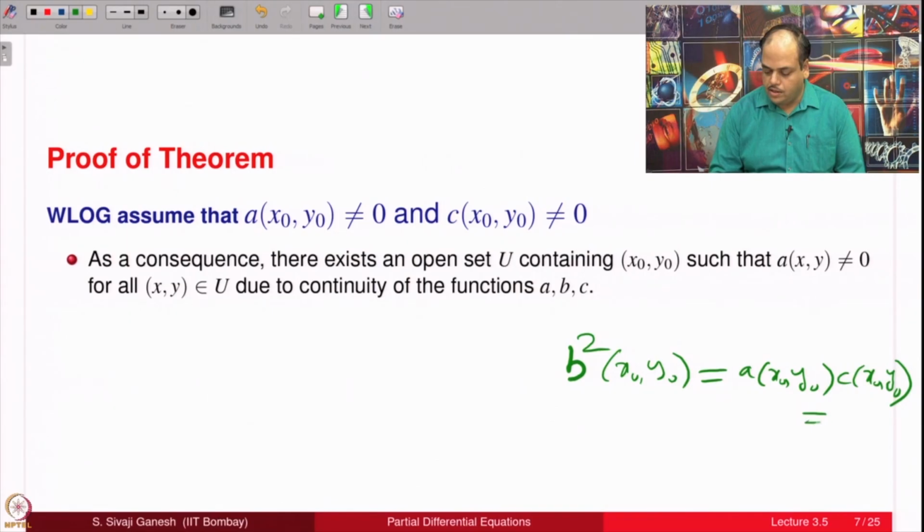This is not 0, that means B is also not 0. Once B is also not 0 at the point x0 y0, in an open set it will be non-zero. There are after all 3 functions A, B, C. So, we can take the same open set on which all of them are non-zero.